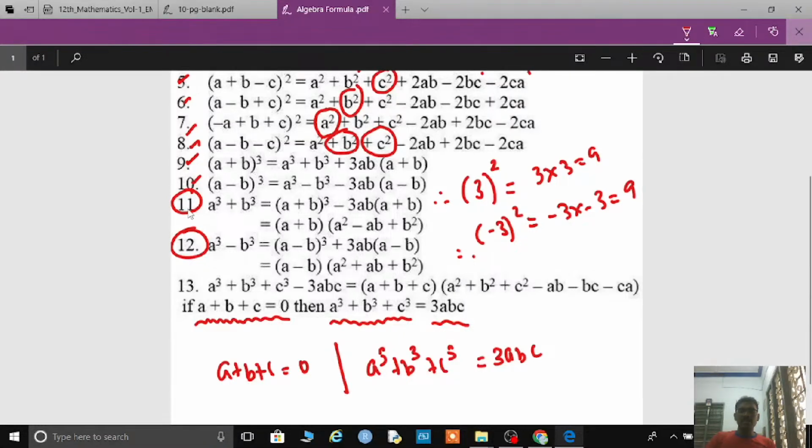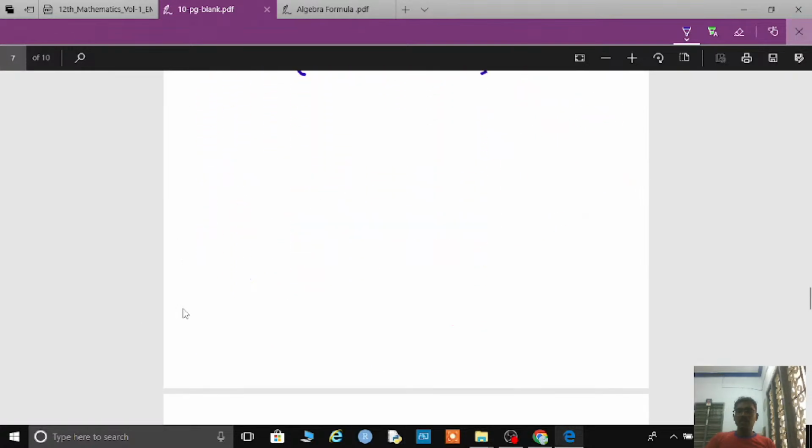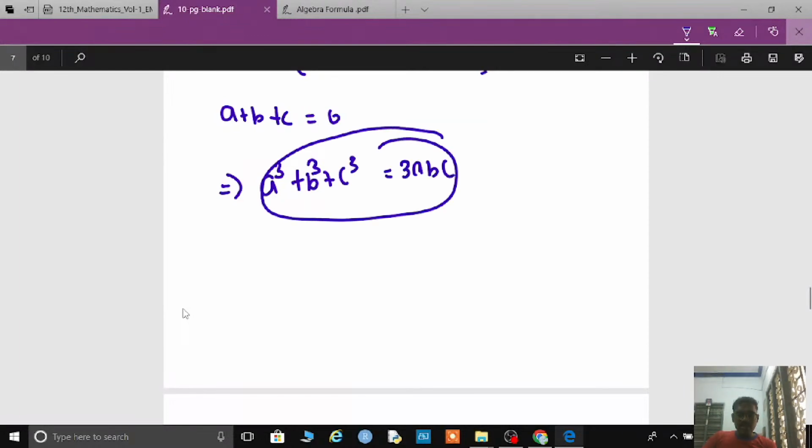By this result, we can easily derive another result also. What is that result? A cube plus B cube plus C cube minus 3ABC is equal to A plus B plus C into A square plus B square plus C square minus AB minus BC minus CA. Let's look over that. If A plus B plus C is equal to 0, the initial result is A cube plus B cube plus C cube equal to 3ABC. After obtaining this condition, just move 3ABC to the left side of the equal sign.